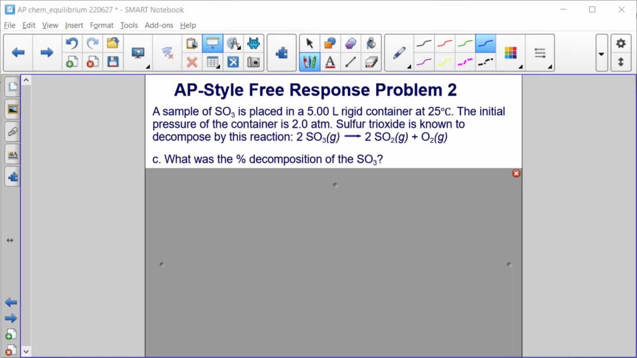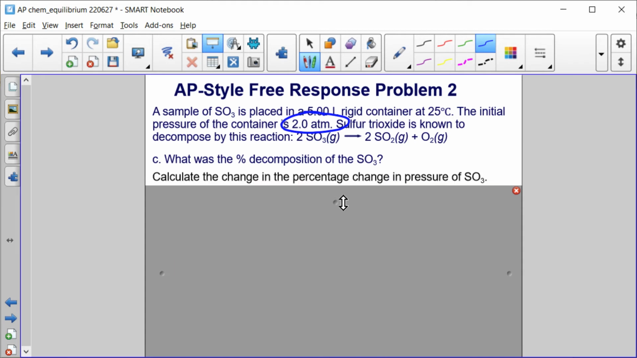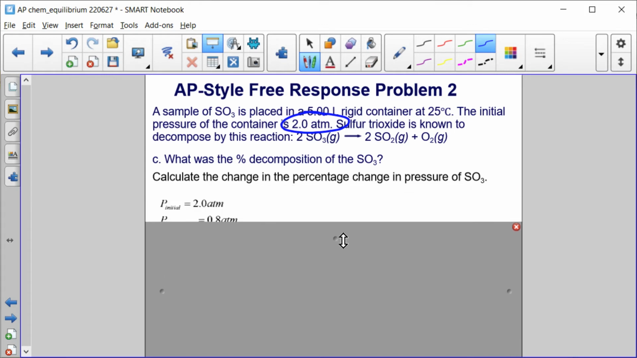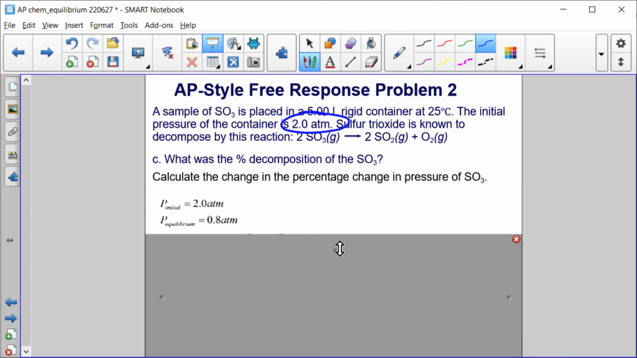Part C, what was the percent decomposition of the SO3? So let's think about what we know so far from Part A. We know how much SO3 we started with, or what pressure we started with. And we know the pressure at equilibrium. We determined it in Part A. And so we can calculate the percentage change in pressure of the SO3. So remember that initially we had 2 atmospheres of pressure. At equilibrium, we had 0.8 atmospheres of pressure.